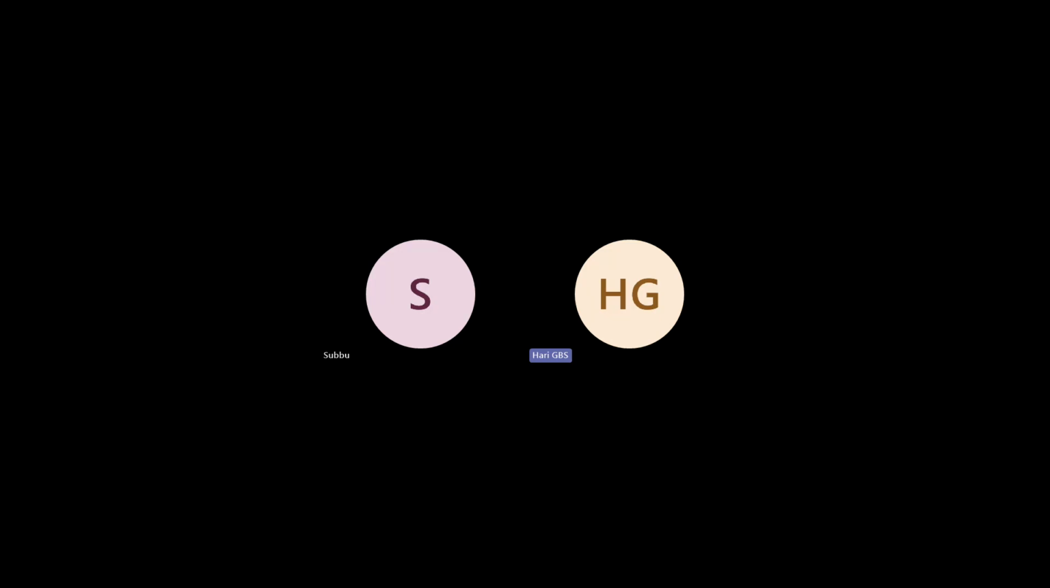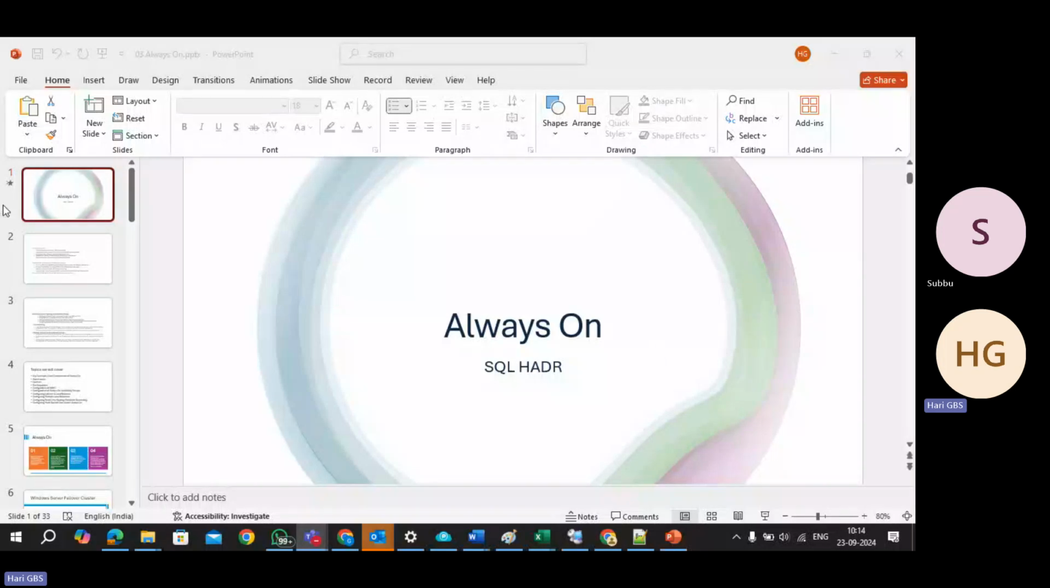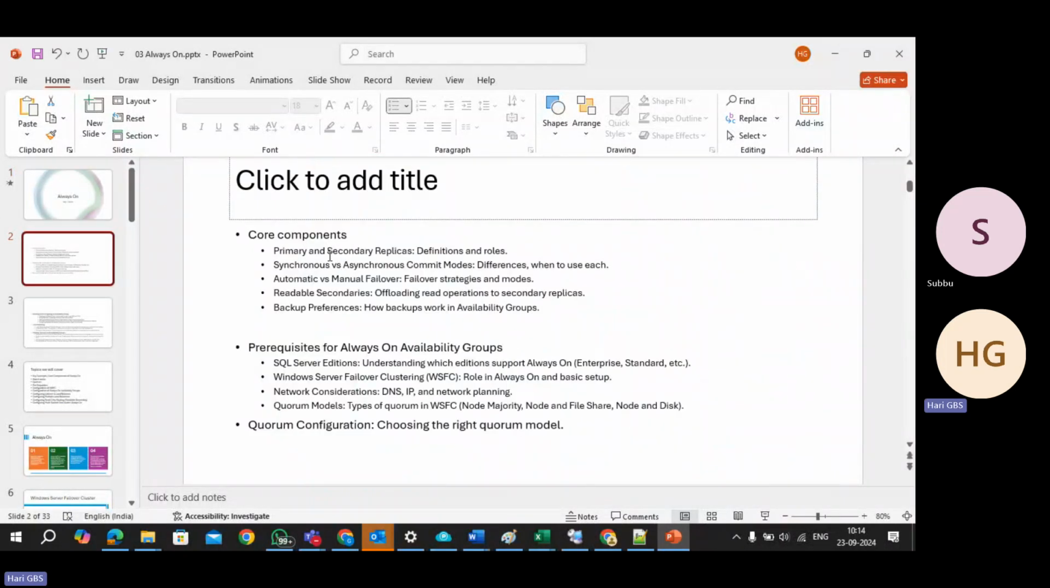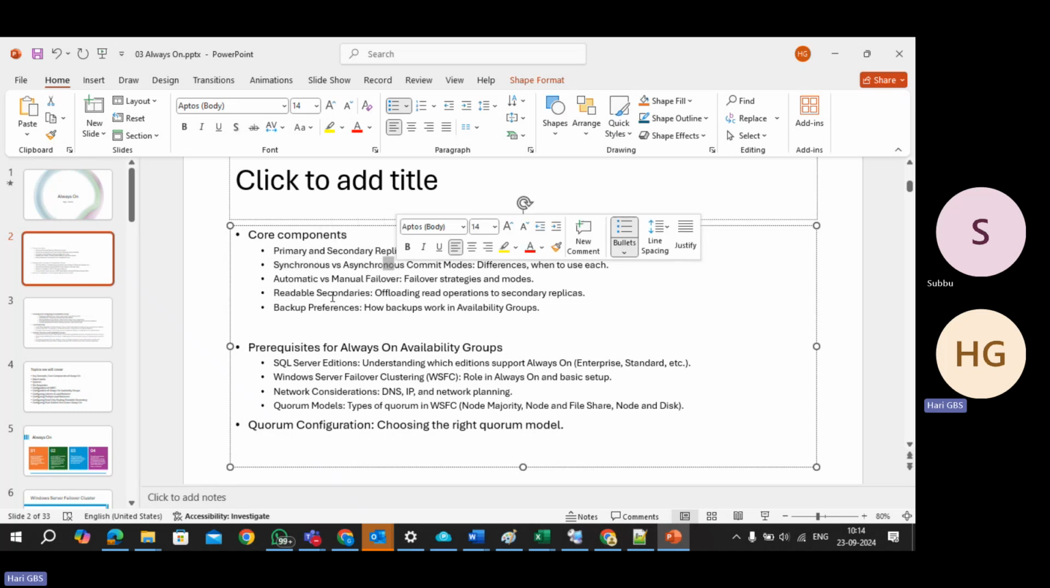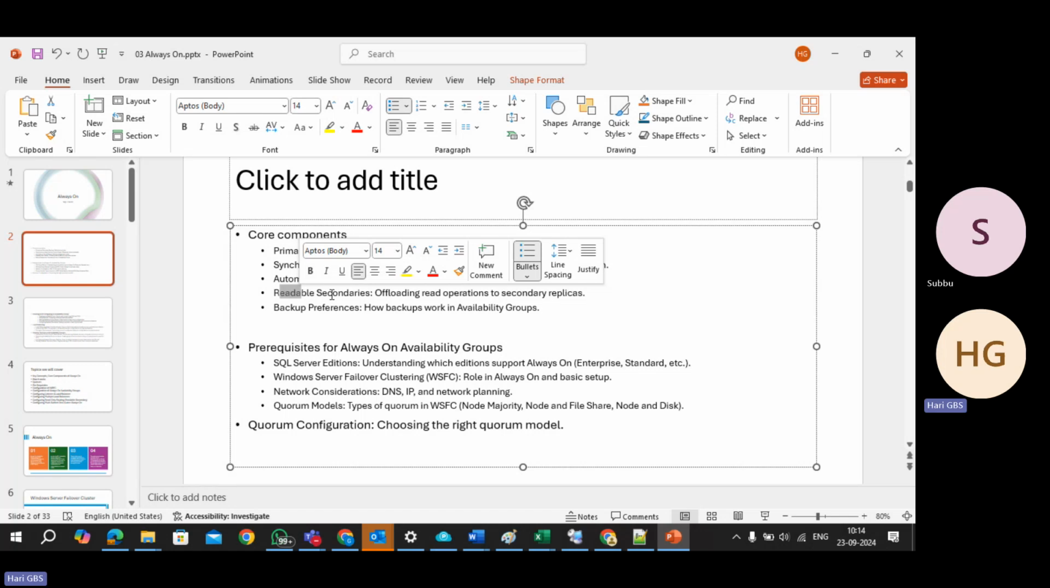So yesterday we discussed how to configure Always On availability group and how to add databases to the availability group. We have seen what is primary replica, secondary replica, synchronous commit, asynchronous commit, automatic failover, manual failover, readable secondaries, what are readable secondary replicas, and backup preferences. All these details we have seen.